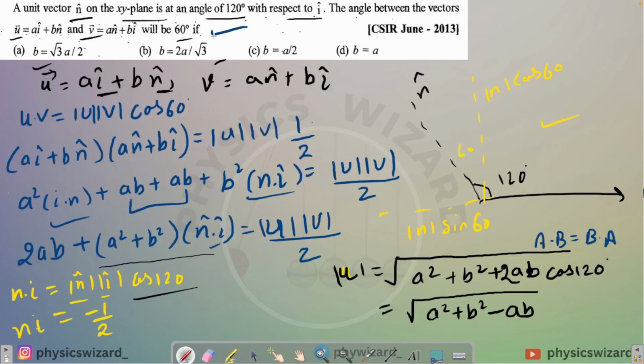B equals root 3 by 2, a equals 2a by root 3b. So this is the answer, matching. This option is matching with our answer, and a equals b by 2 is not given here. This is also a correct answer.